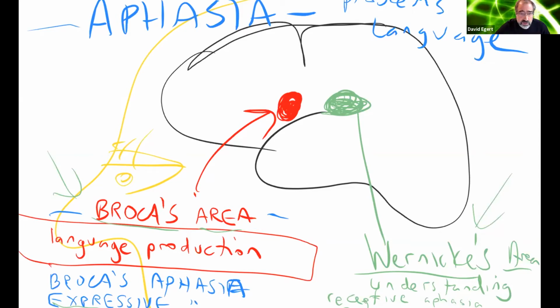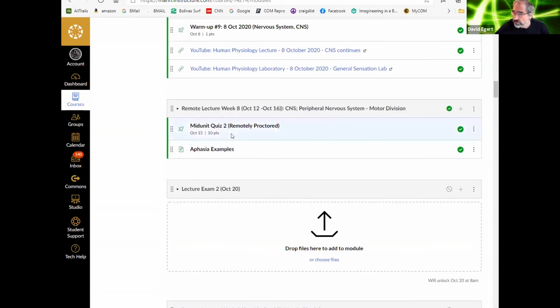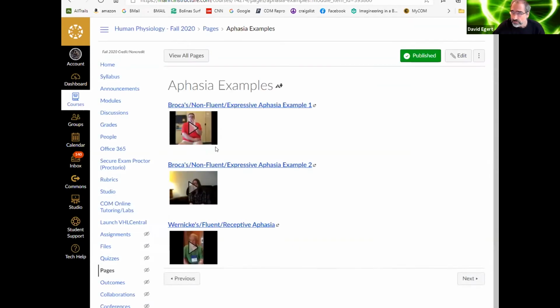So I'm going to share. Under this, in, my God, we're in remote week 8, here I put aphasia examples as a little page for y'all. Here's a couple of examples of Broca's or non-fluent aphasia.